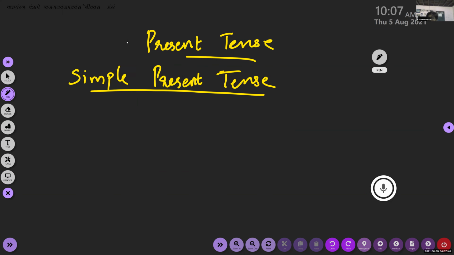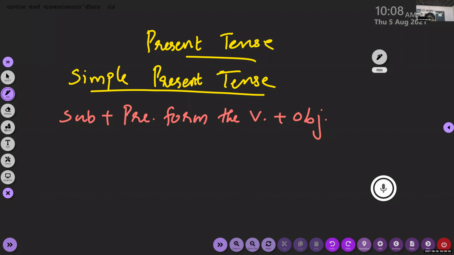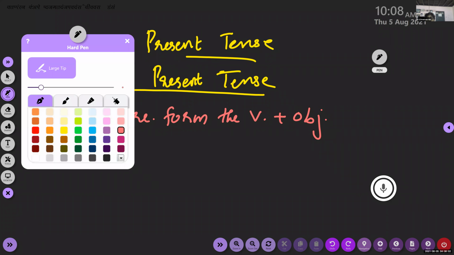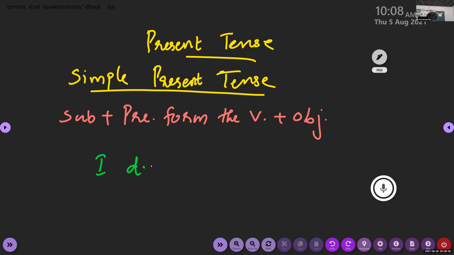Subject plus present form of the verb plus object, isn't it? Okay, fine. One example. I drive a car. I drive a car.